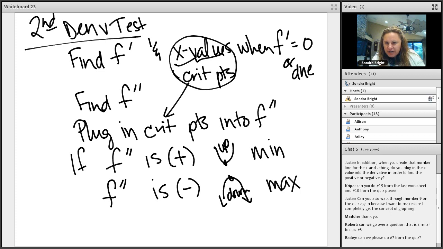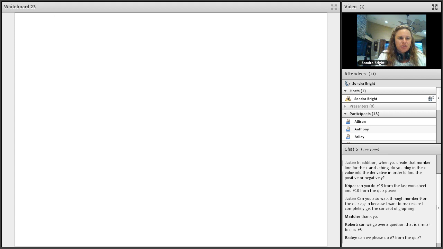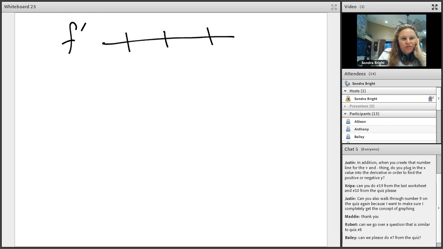Okay, so then when you're creating the number line for the plus or minus thing, do you plug in x values into the derivative in order to find the positive and negative y? Let me see if this answers your question. If you're going to use the first derivative test, you find the first derivative and you draw a number line and you've got your critical values, right? And you're plugging in x values into, this is why I always wrote f prime next to my number line, if that's the number line that I'm plugging it into, right?